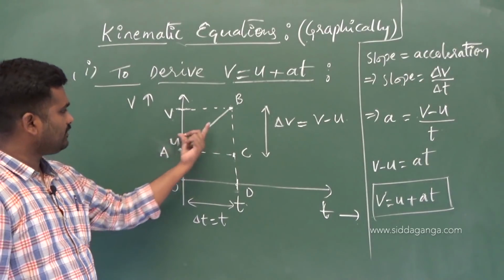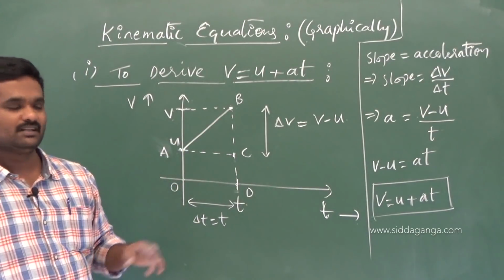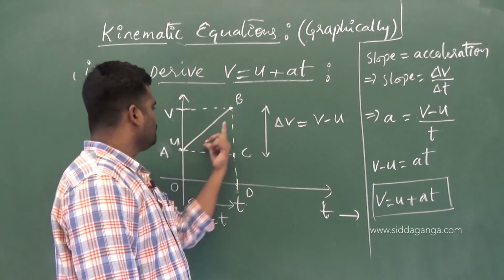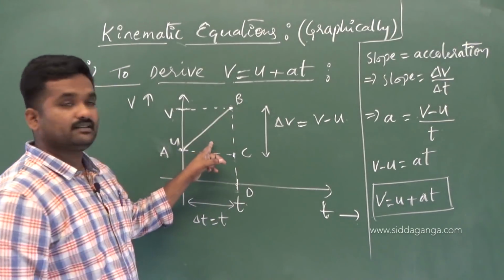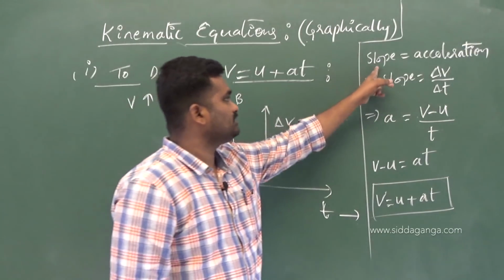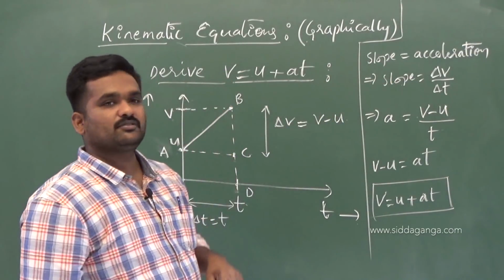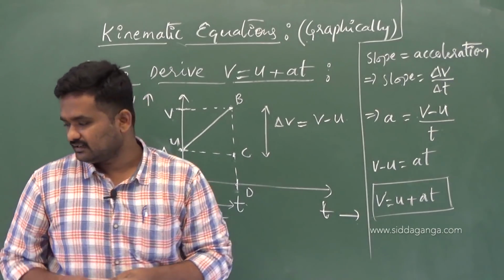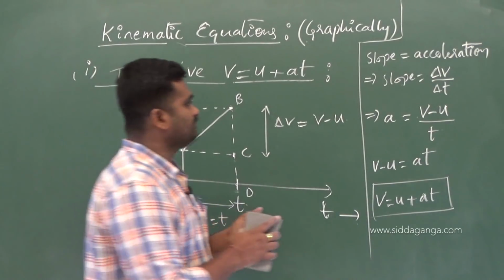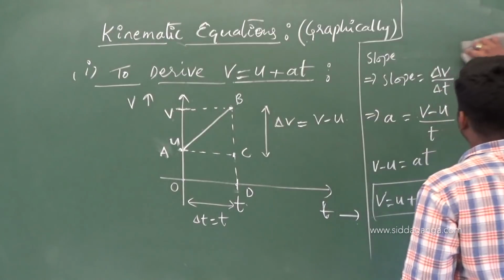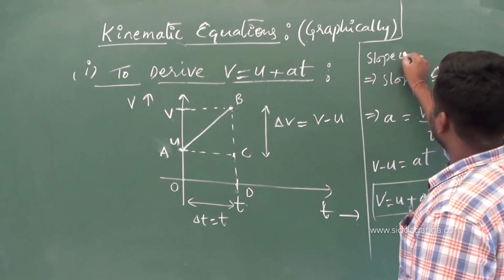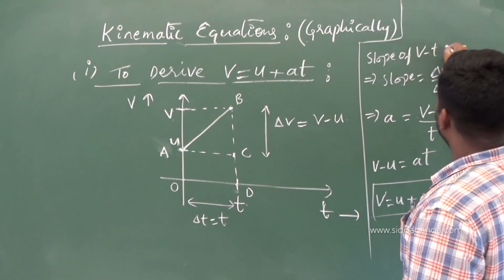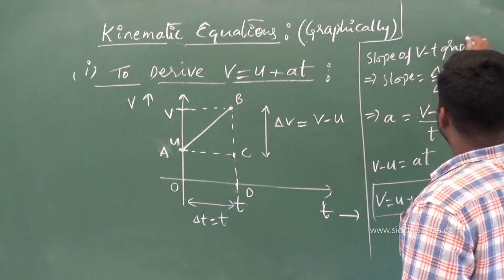How we have derived? I have considered the slope of this graph. What is the slope of this graph? Slope of this graph means AB only, not the straight line which we are having. For this we are going to find the slope. How to find the slope? You know, slope of VT graph gives what? Acceleration. Or let me write that. Slope of velocity time graph gives acceleration. So that point you have to mention here while you are deriving. Slope of VT graph gives acceleration.